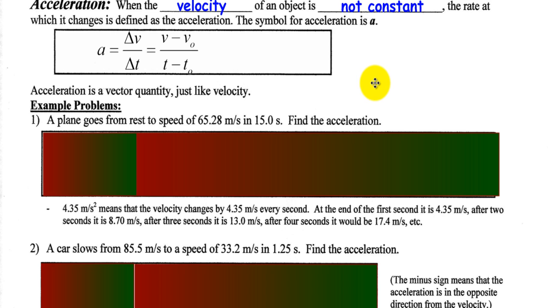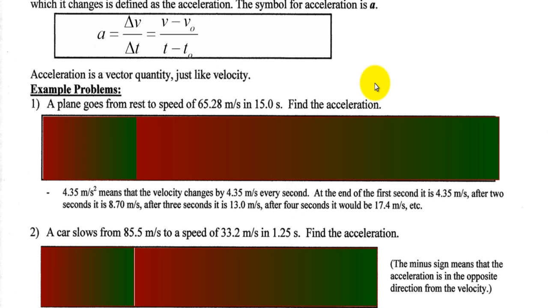So it says acceleration is a vector quantity, just like velocity. We really haven't gone into vectors, but what that basically means is it's like velocity. It has magnitude and direction. So it's not only just a number, but it also is, are you accelerating to the right or to the left or north or south or whatever it is.